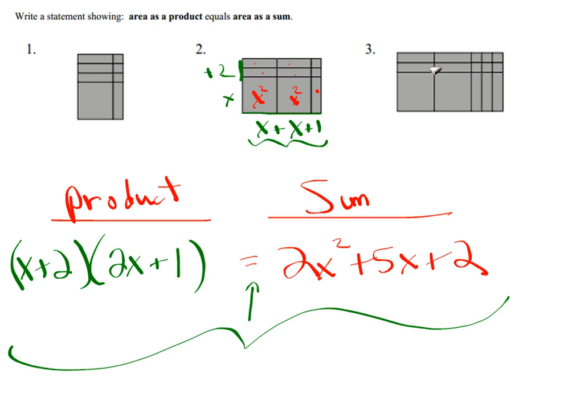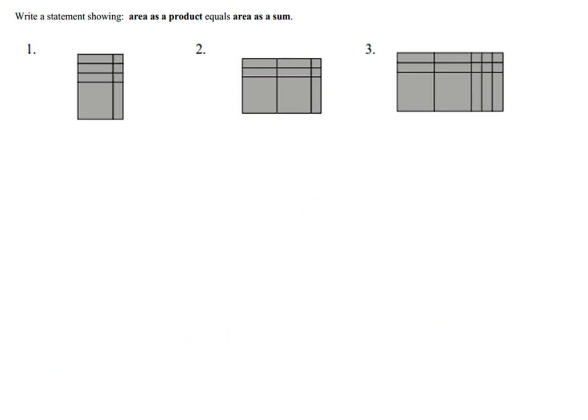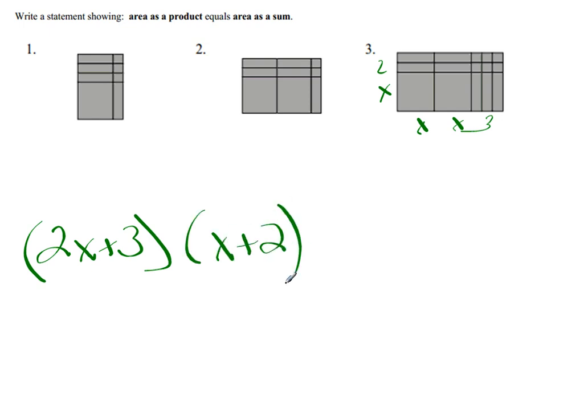And number 3, for the product, I have x, x, and then 3. I was going to say 4. I have an x, and I have a 2. So my product is 2x plus 3 on the bottom. Doesn't matter if you do the bottom first or the left side. And an x plus 2 for the left side. And then for the sum of the parts, I have 2 x squared tiles right there.